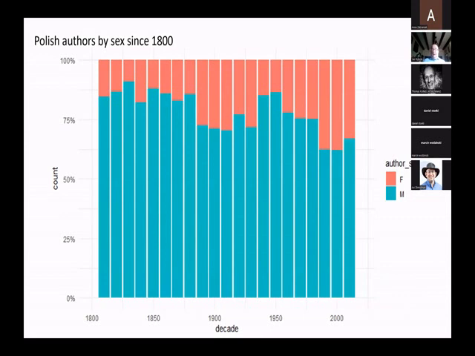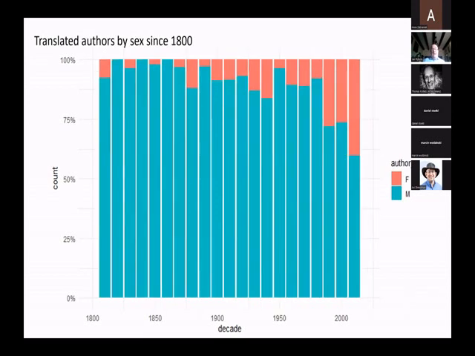Here's the proportions of authorial sex. I'm calling it sex because it's obviously binary here, because we don't have any gender data, do we? So while authorship is still dominated by males, the proportion is becoming more and more balanced.